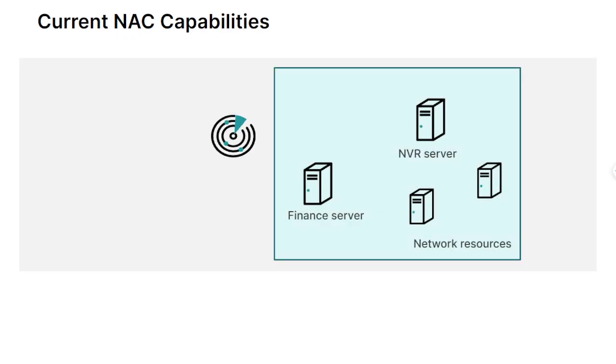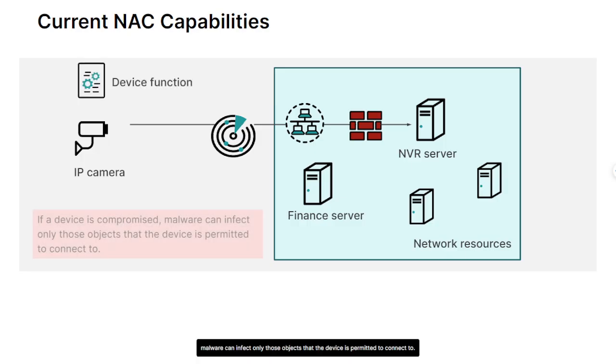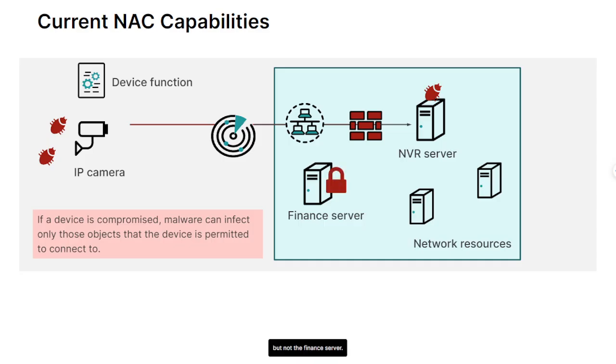For example, NAC can permit an IP camera connection to a network video recorder (NVR) server, but would prevent it from connecting to a finance server. Based on its profile, an IP camera has no business communicating with a finance server. NAC will direct the IP camera to its appropriate VLAN, and the firewall would do the rest. When access is granted this way, the network becomes segmented by device function. If a device is compromised, malware can infect only those objects that the device is permitted to connect to. So the compromised IP camera from the earlier example could infect the NVR server, but not the finance server.